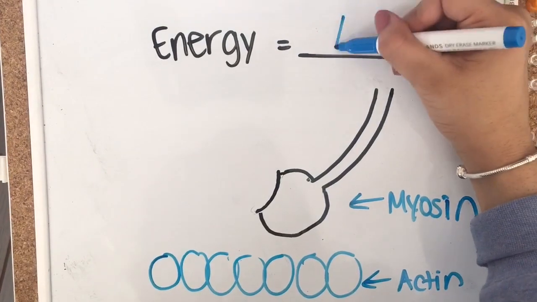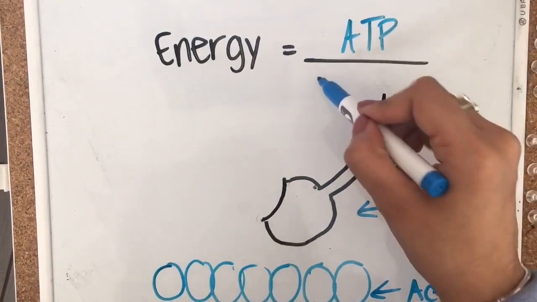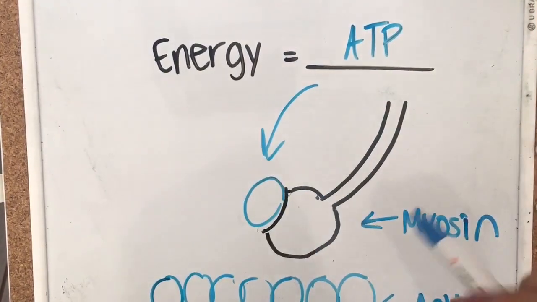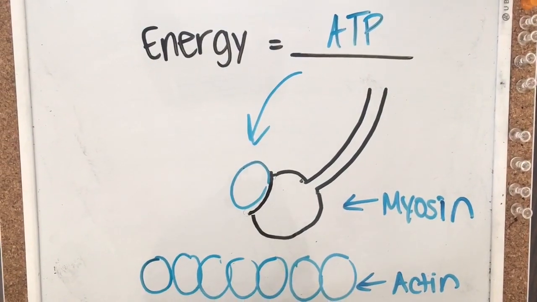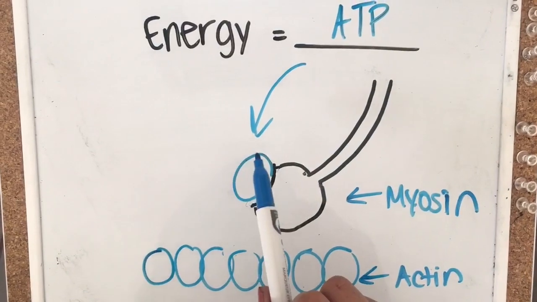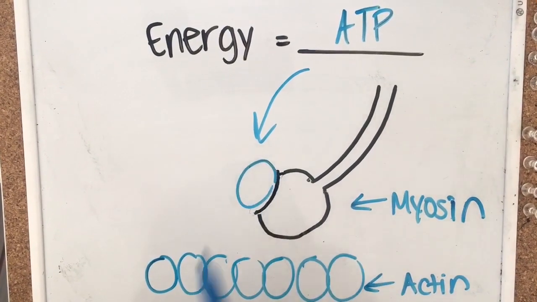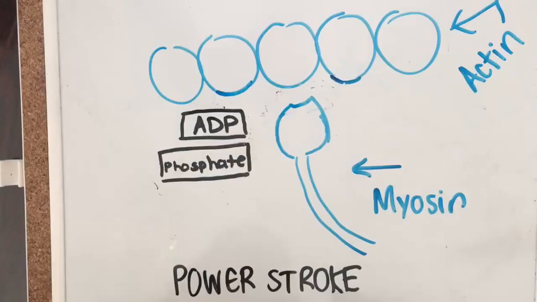The energy source, which was the ATP, comes along and attaches itself to the head of myosin. When this happens, it releases the myosin head from the actin filament. In other words, the ATP attaches to the myosin head and the cross-bridge detaches.